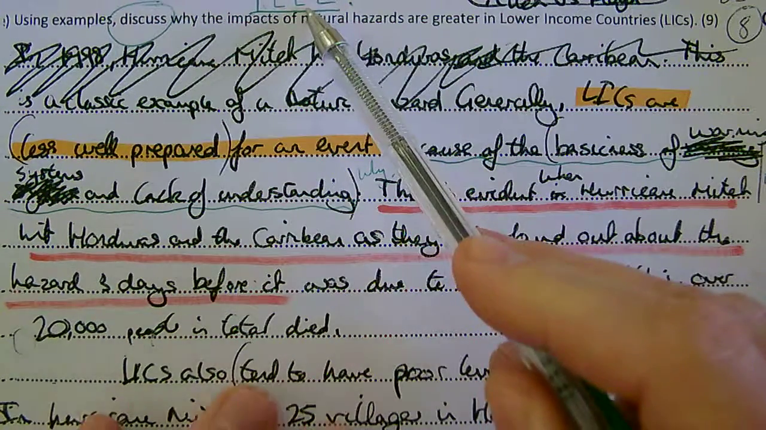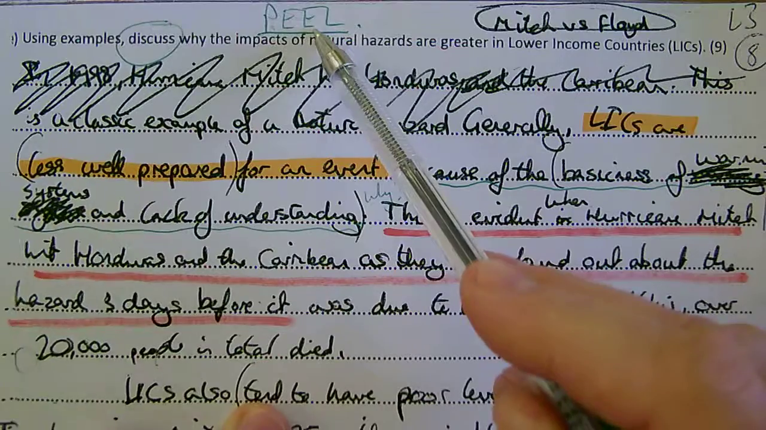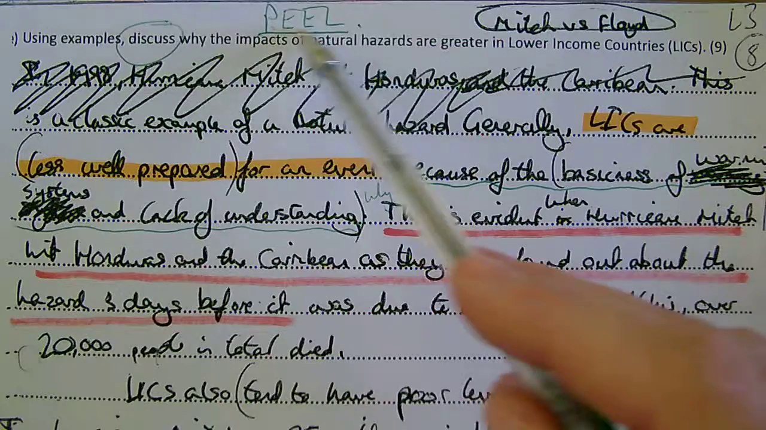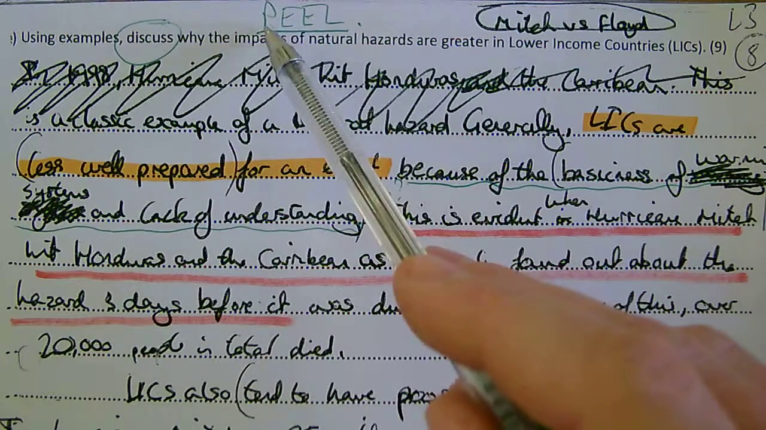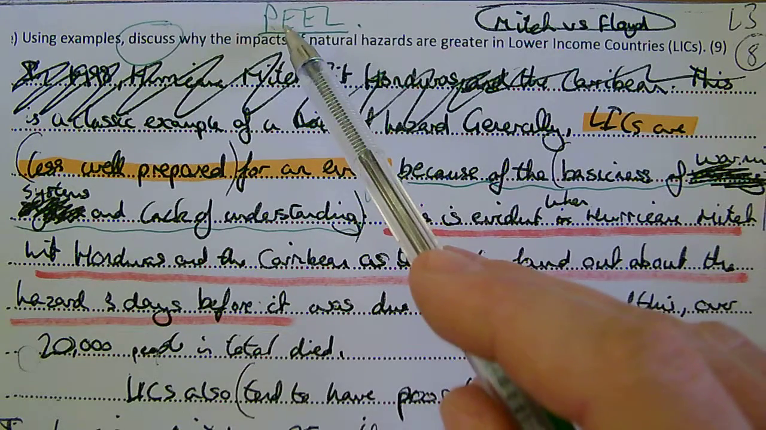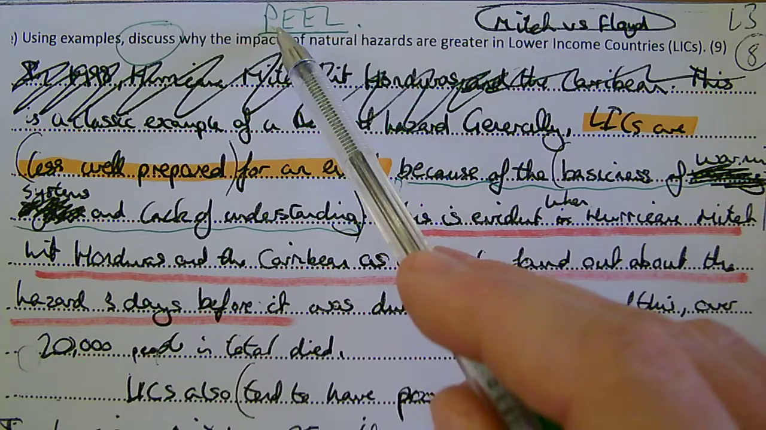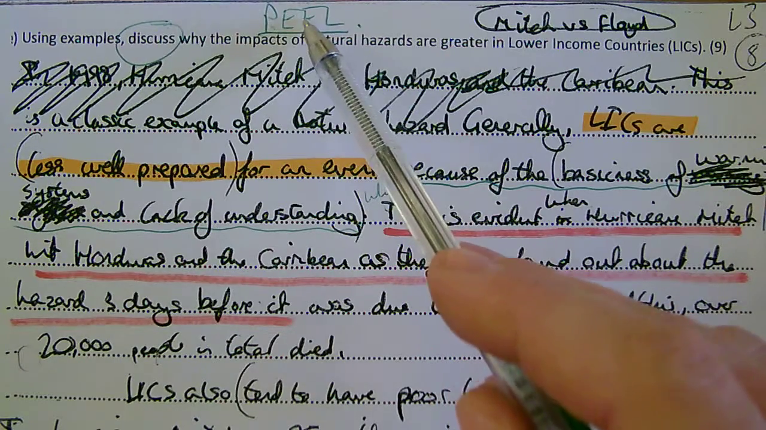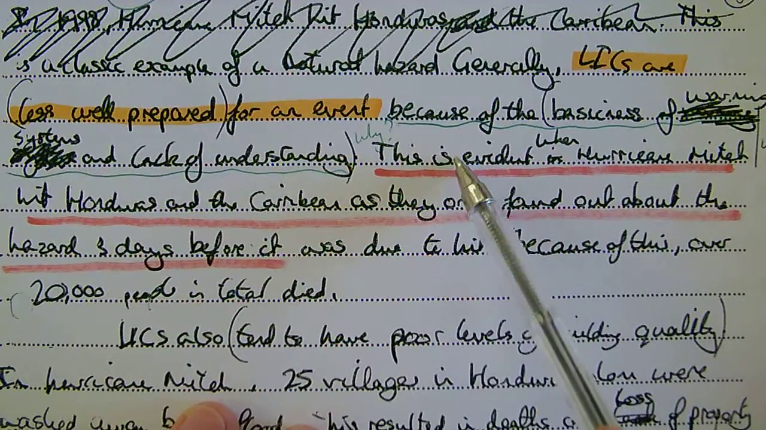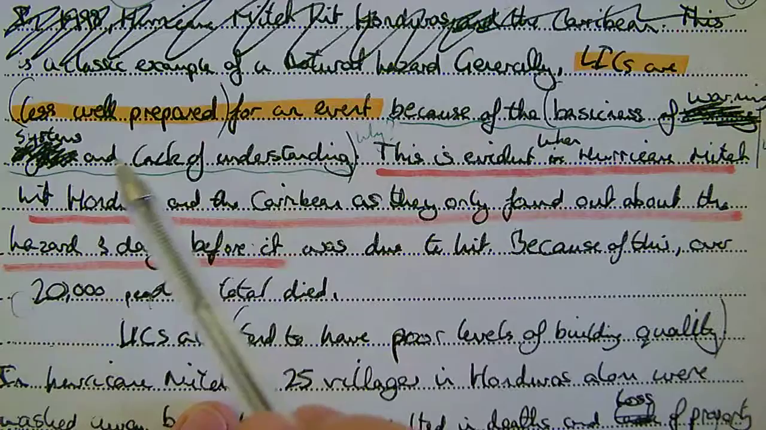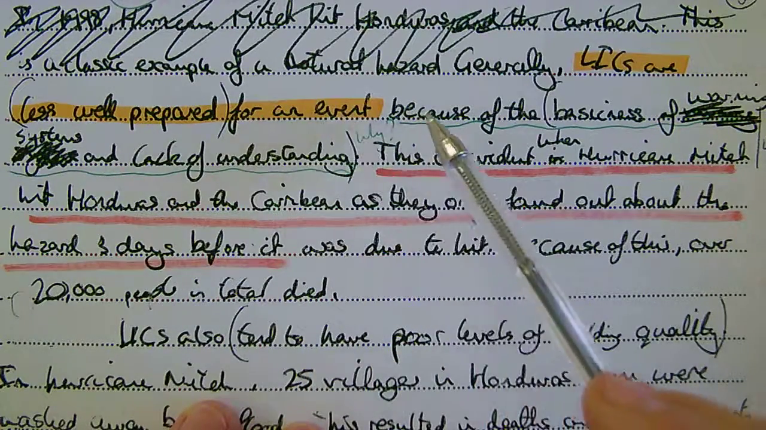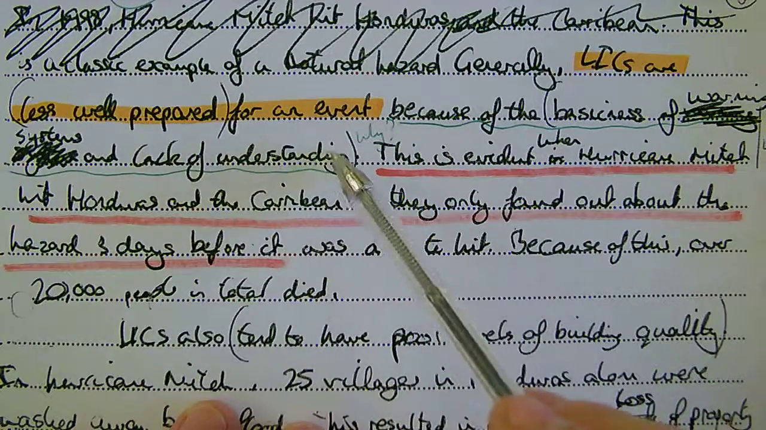Now, the PEEL strategy doesn't always have to contain the point, evidence, explain, and link in that order. So in these answers, we may find that the point is not necessarily followed directly by the evidence. Perhaps there's a bit of explanation mixed in, and perhaps there's a bit of linkage mixed in, and then the evidence comes somewhere thereafter. So in this example, we've got underlined in green some element of explanation. So LICs are less well prepared for an event because of the basicness of warning systems and lack of understanding.